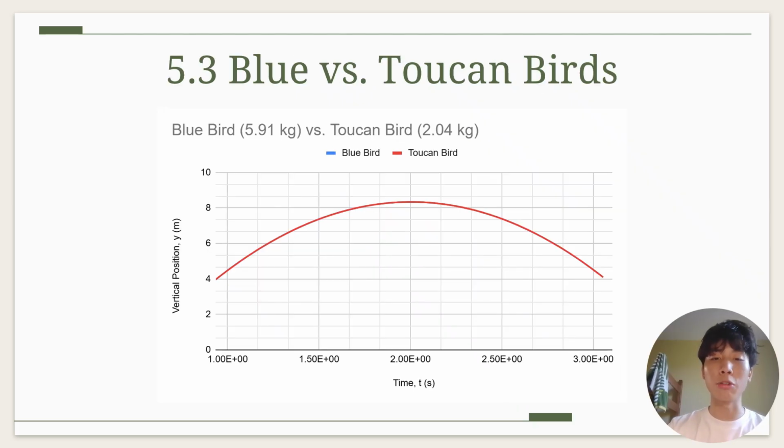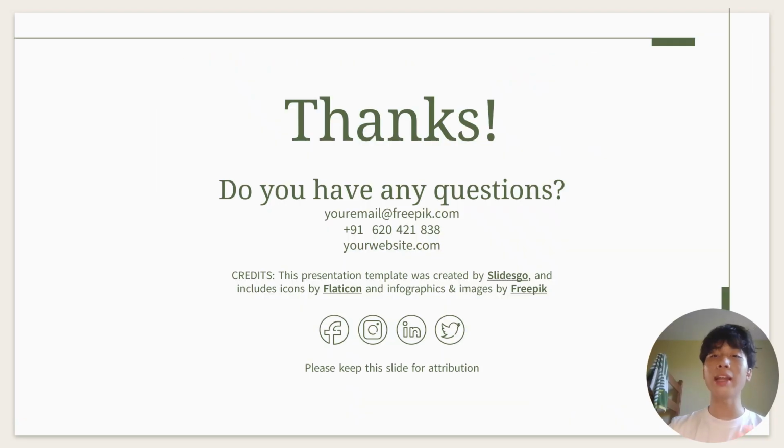Also, we know that the mass of the Angry Bird is independent of its velocity and displacement. So there will be no difference even if we use a heavier bluebird or a lighter toucan bird. Yeah, and that's all my presentation.